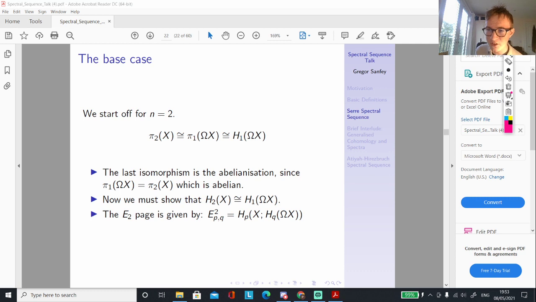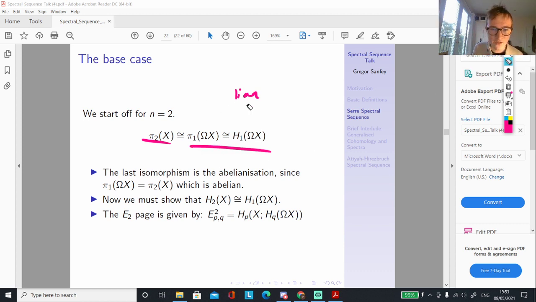Okay, so the base case is when n equals 2. Recall that the second homotopy group of X is isomorphic to the fundamental group of the loop space. Because this is equal to a second homotopy group, this one is guaranteed to be abelian. And we know that the first homology is the abelianization of the fundamental group. Well, of course, the abelianization of an abelian group is just that group itself. And so we get this isomorphism too.